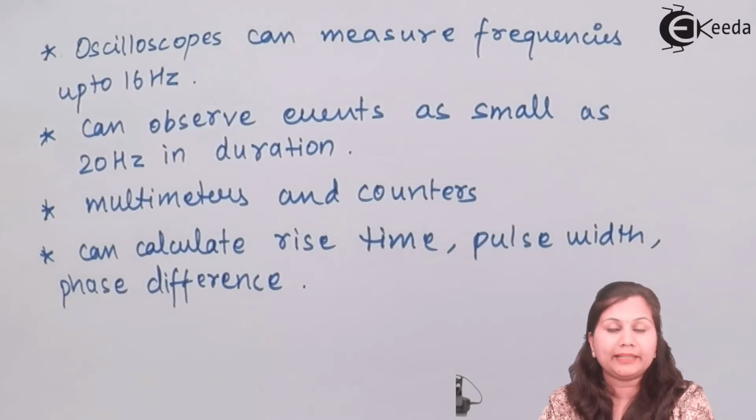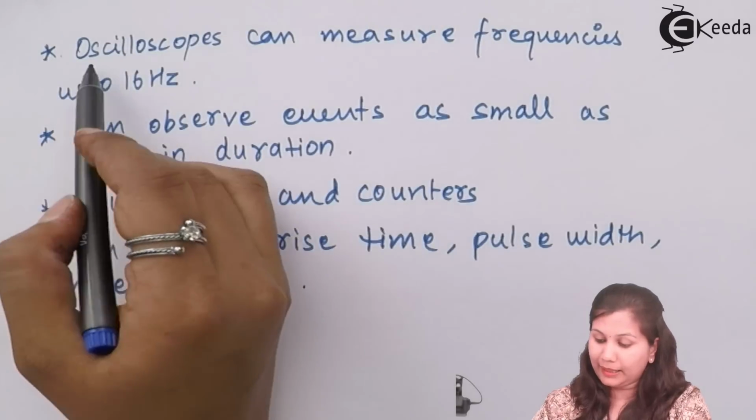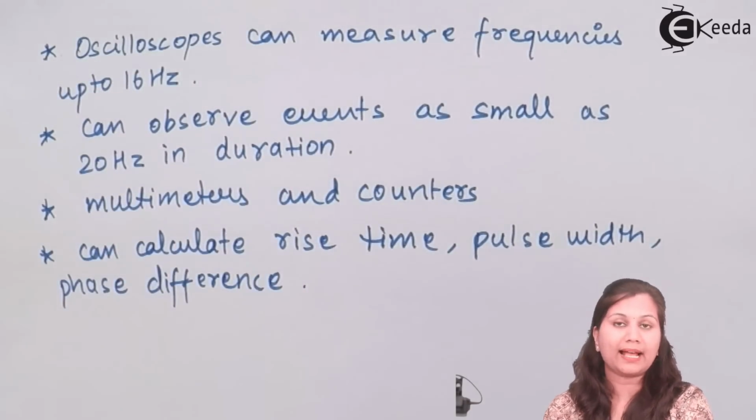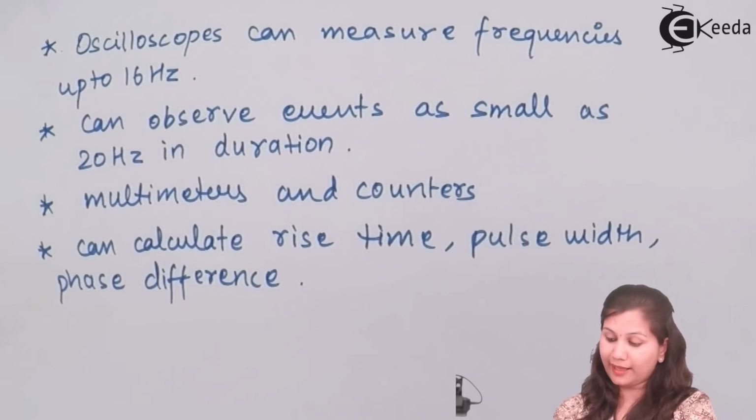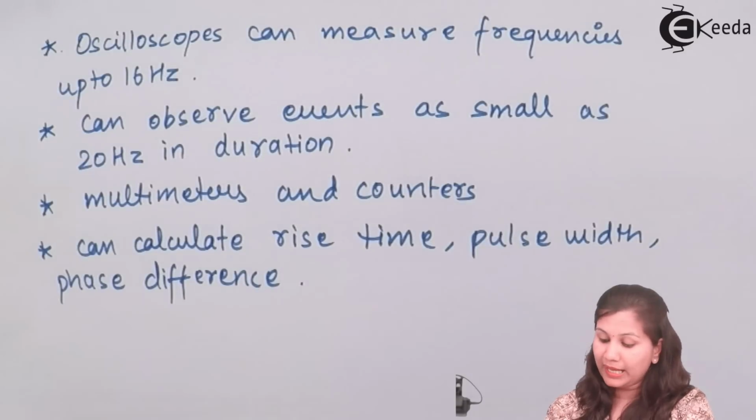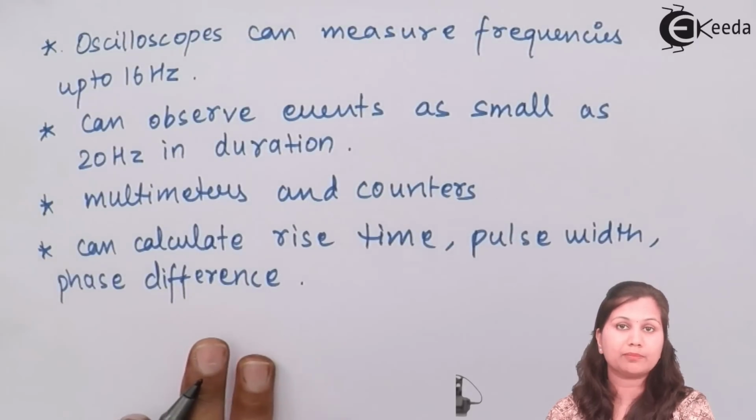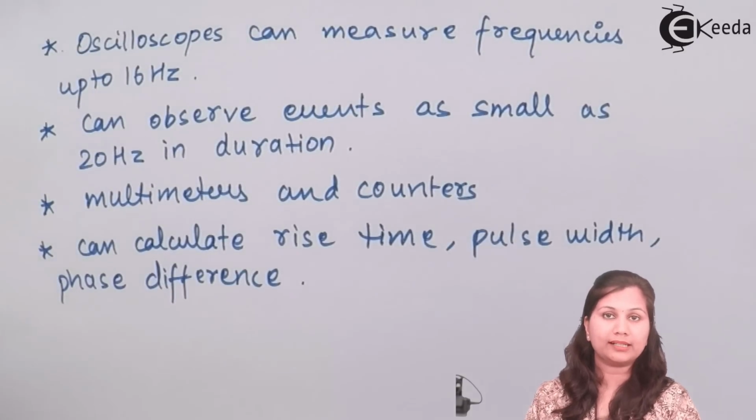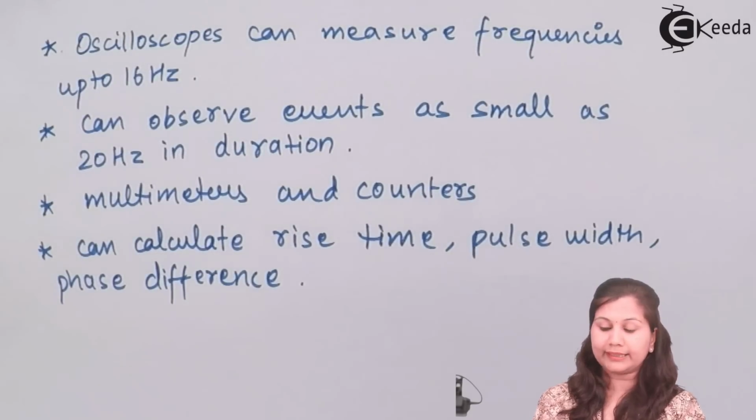So if we come to the applications or uses of oscilloscopes, their use has increased because they can measure frequencies up to 16 hertz also. They can observe events as small as 20 hertz in duration. Also they are coming up with additional features that allow them to be used as multimeters and counters. And they can be used to calculate the rise time, pulse width and the phase difference between two signals, because in oscilloscopes we can apply two signals simultaneously. So if we want to measure the phase difference between those two signals, that can be done with the help of oscilloscopes also.